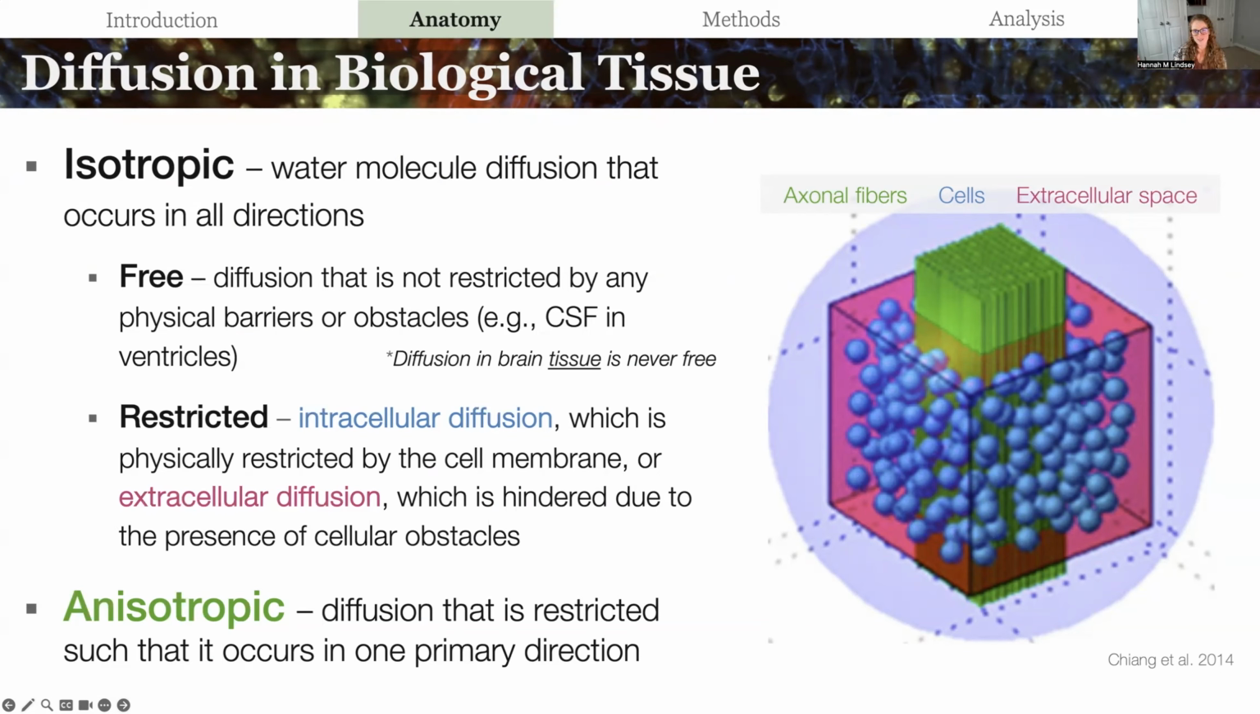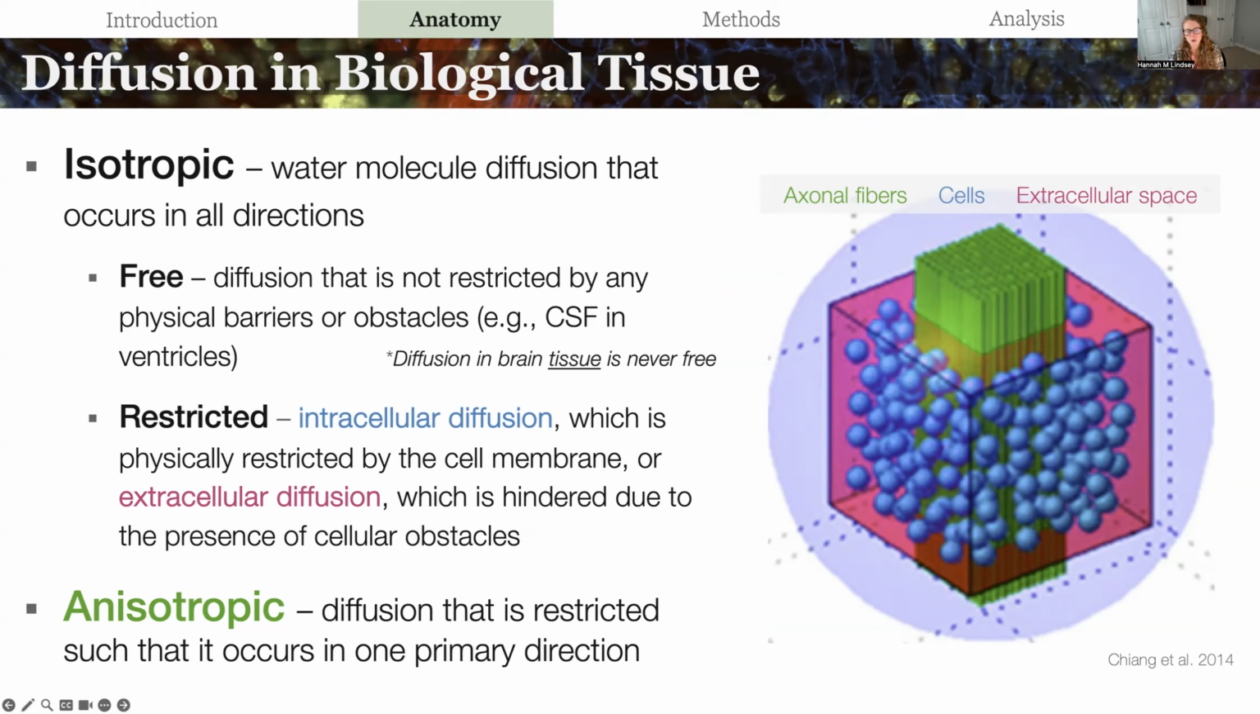Isotropic diffusion refers to water molecules moving freely in all directions. This is typically seen in areas without physical barriers, like in the cerebrospinal fluid. However, in the brain, true free diffusion is pretty rare because of such a dense, complex cellular environment. So we do differentiate between free isotropic diffusion and restricted isotropic diffusion.